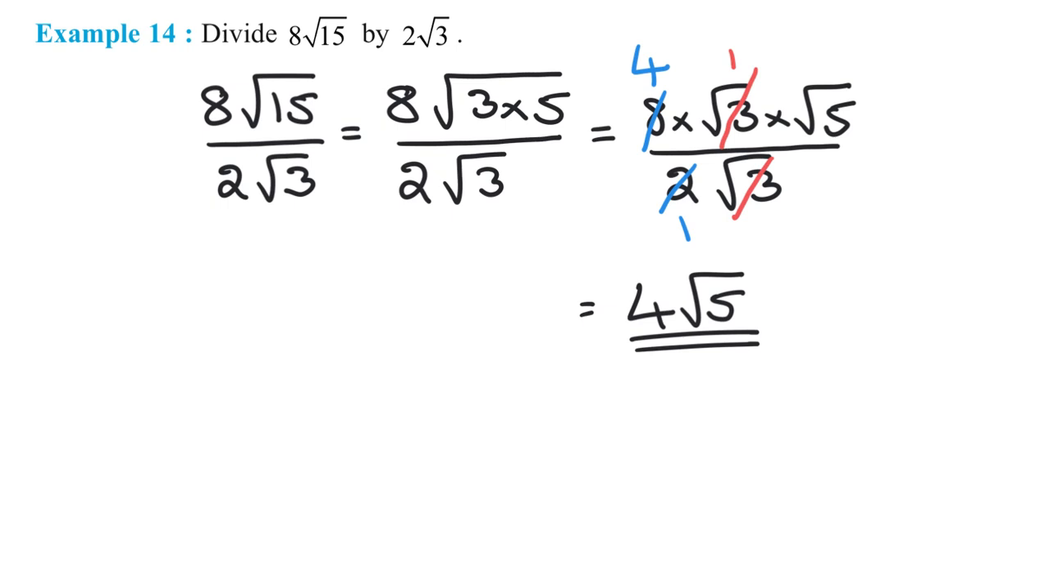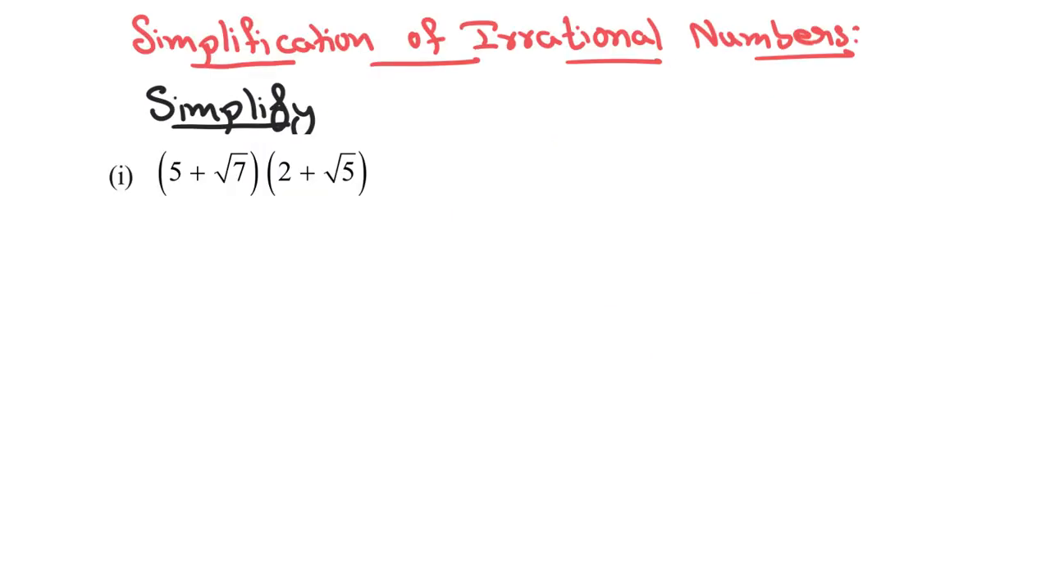So 8 root 15 divided by 2 root 3 is 4 root 5. The only thing is, do you know how this root 15 was simplified, was split? So this is how you divide two irrational numbers. Let us see how to simplify irrational numbers.